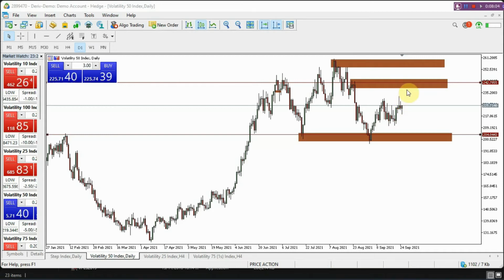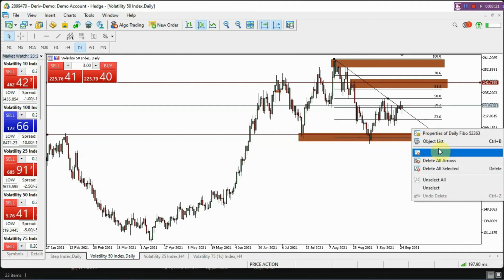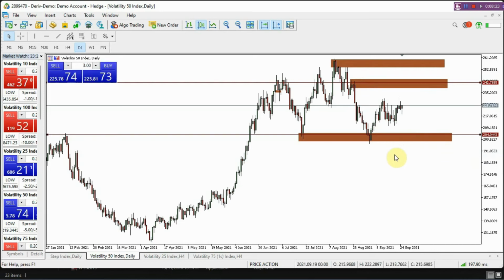price possibly reaching here and taking a push to this downside, because I'm a fan of Fibonacci. And aligning my Fibonacci, I have it aligned perfectly with the 61.8, which is a key region I'm looking at. So VIX 50 index bearish this week.